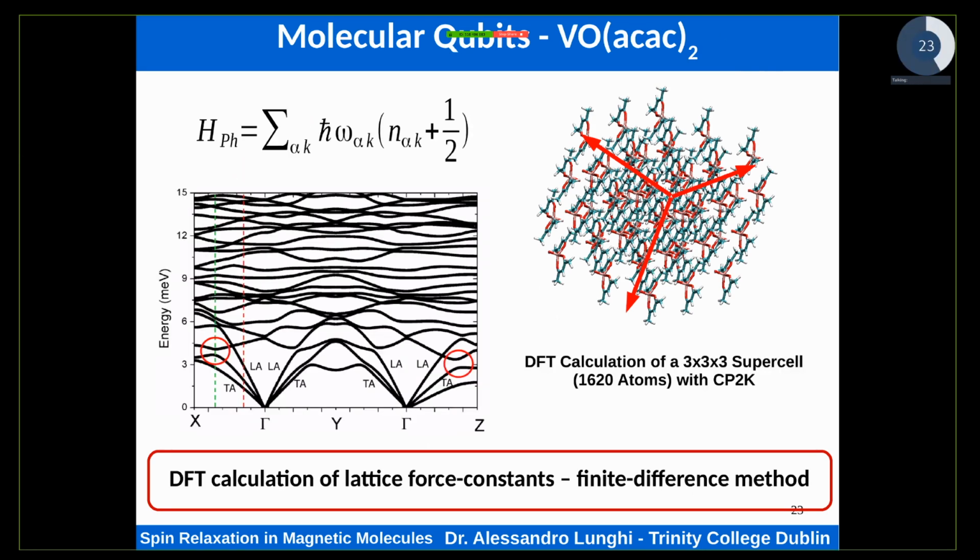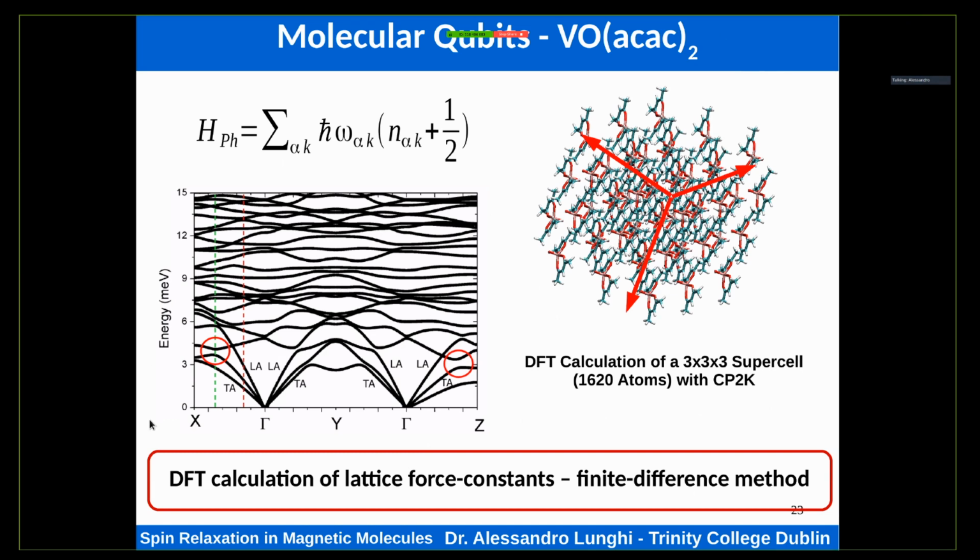Then we need to describe in first principles fashion also the phonons. So what we did, we took a supercell, which is this picture here, actually the supercell that we simulated. It was 3 times 3 times 3 the unit cell, and we did the calculation with CP2K. So we calculated all the force constants occurring in this supercell here, and starting from those, we can obtain the energy of the phonons and the normal modes across the entire Brillouin zone.